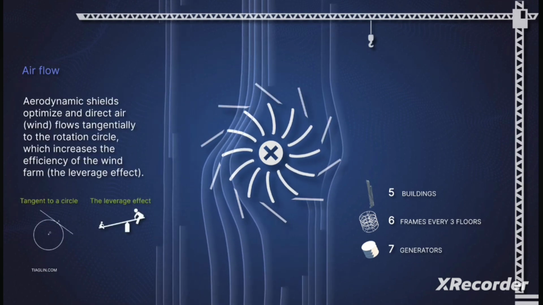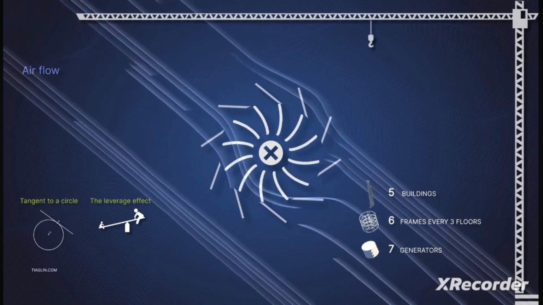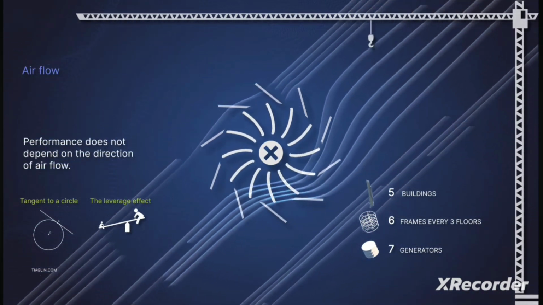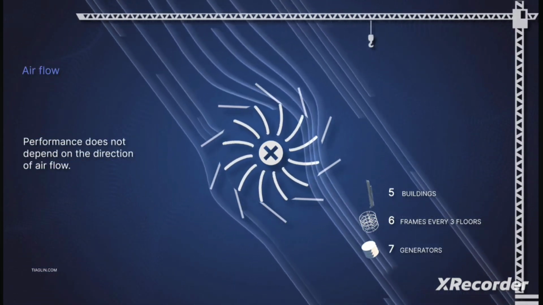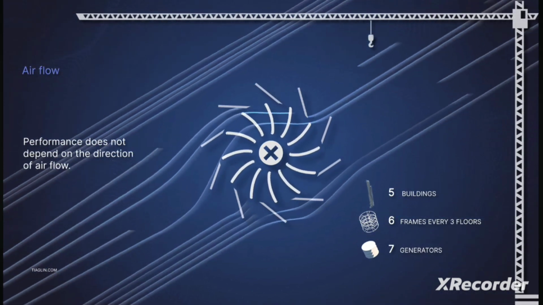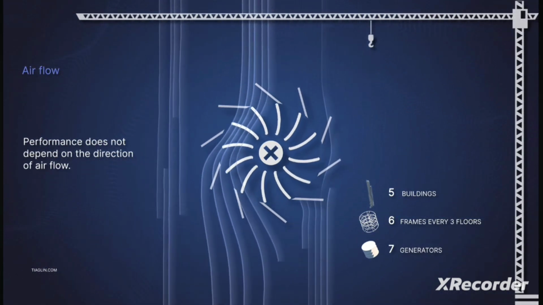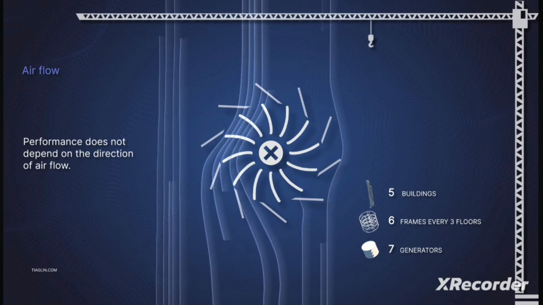Aerodynamic shields optimize and direct the airflows, wind, at a tangent to the rotation circle, which increases the efficiency of the wind farm, the so-called leverage effect. Performance does not depend on the direction of airflow.